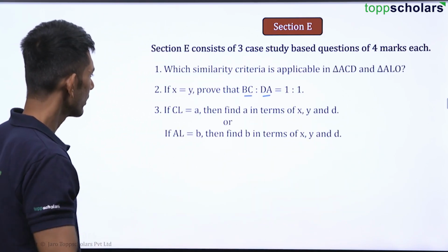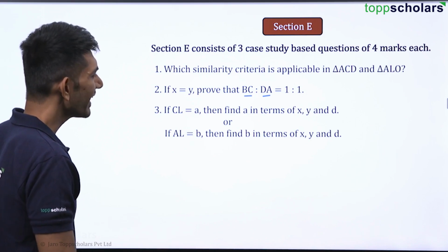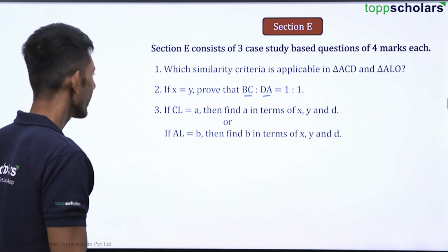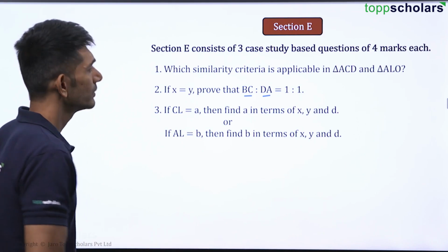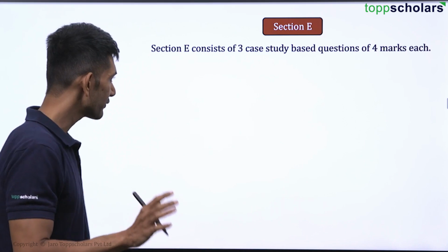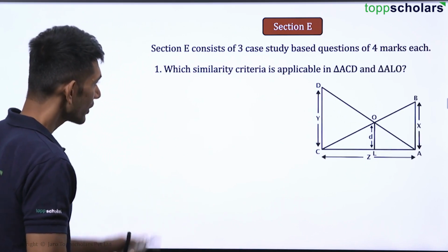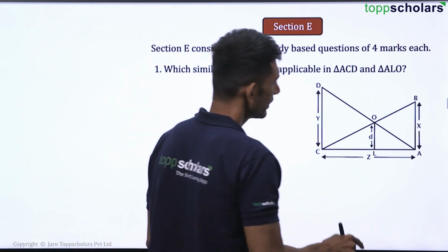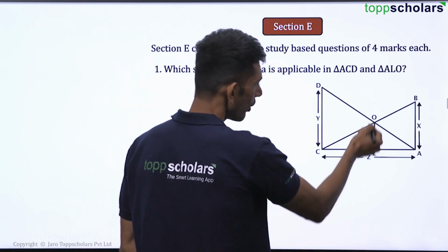Or the third one is CL is equal to A, find A in terms of X, Y, D, and AL is equal to B, find B in terms of X, Y, D. Okay, let's not get too much into it. First, let's focus on one thing at a time. So in these two triangles, which similarity criteria is applicable? That is the question.